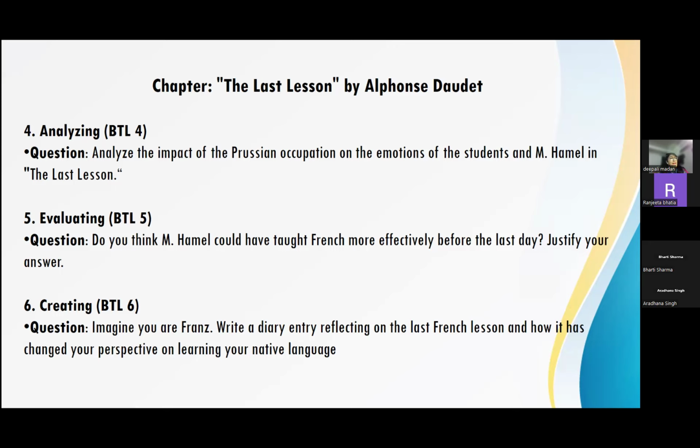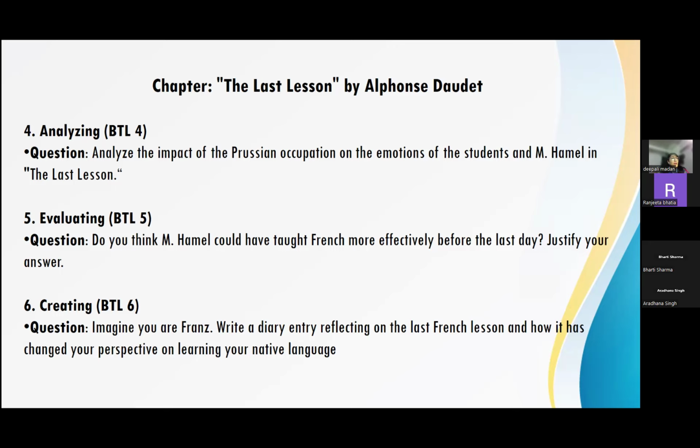Next is analyzing. Now, analyze the impact of Prussian occupation on the emotions of the students and M. Hamel in The Last Lesson. So very clearly, there are a lot of things that the students have to think about, they have to understand, and only then will they be able to analyze how the Prussian occupation has impacted, what is the emotional effect on the students of whatever incident has happened in the story.